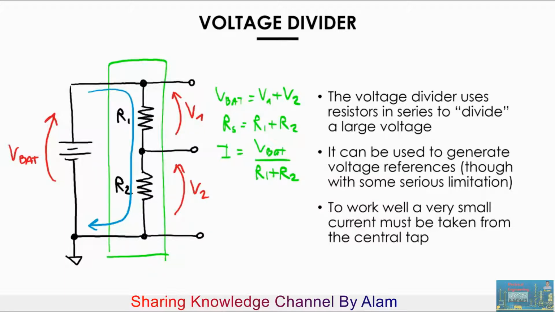And then finally, we have the current going through the two resistors, so we should be able to calculate the two final voltages. The two final results: V1 will be equal to V-bat, instead of VBAT, just for short, times R1 over R1 plus R2, and V2 is equal to V-bat times R2 over R1 plus R2.